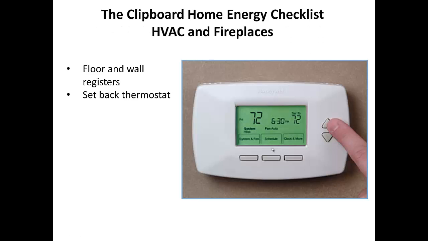Okay, HVAC and fireplaces. The first bullet says floors and wall registers. You just want to make sure that you don't have a carpet that's over top of a floor register, or a big piece of furniture that's in front of a wall register, whether it's a supply or a return register. So just check those things out to make sure that the heat that you're buying from the utility is getting into the house.